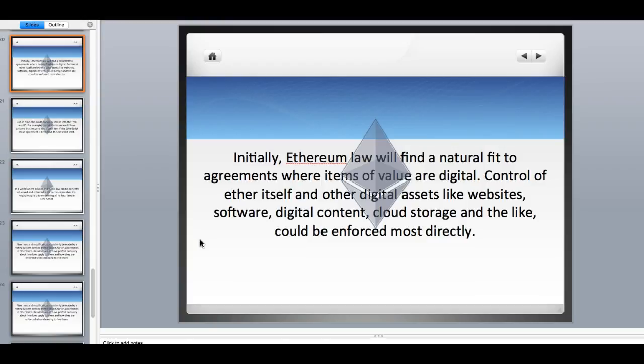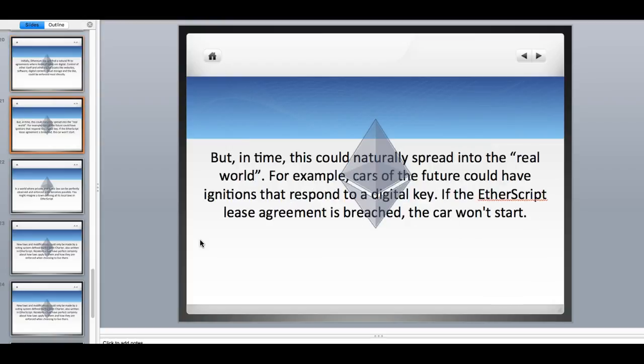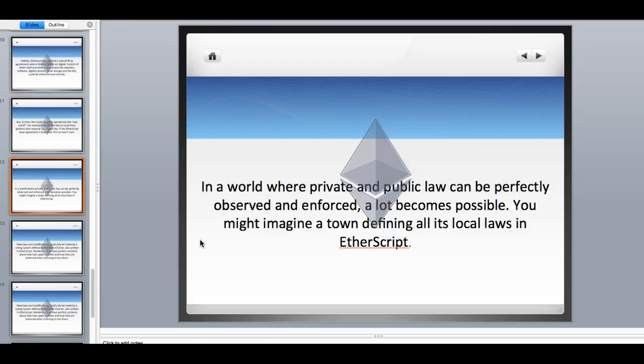Initially, Ethereum law will find a natural fit in agreements where items of value are digital. Control of Ether itself and other digital assets like websites, software, digital content, cloud storage, and the like could be enforced most directly. But in time, this could naturally spread to the real world. For example, cars of the future could have ignitions that respond to a digital key. If the EtherScript lease agreement was breached, the car won't even start. Imagine that.